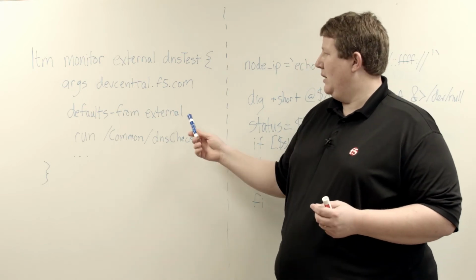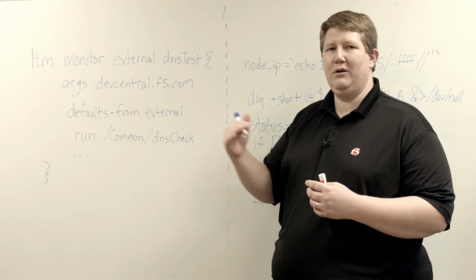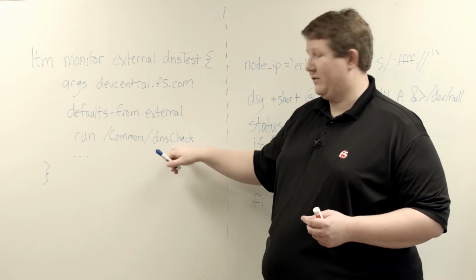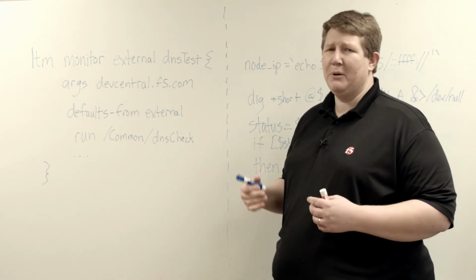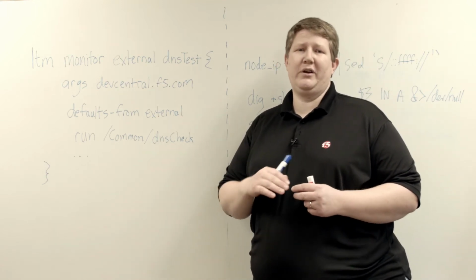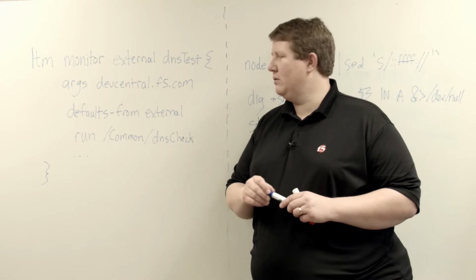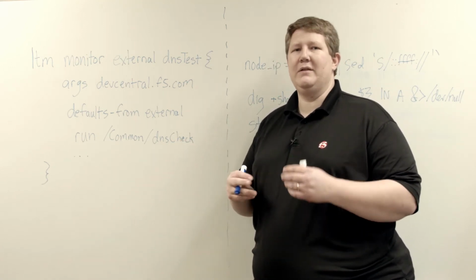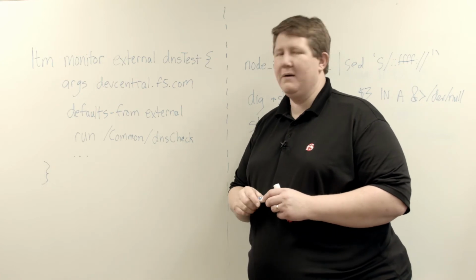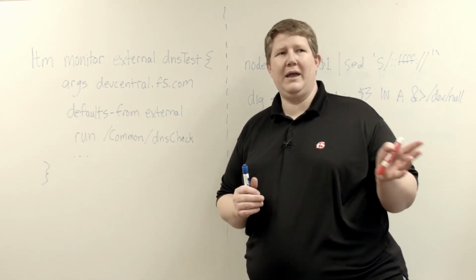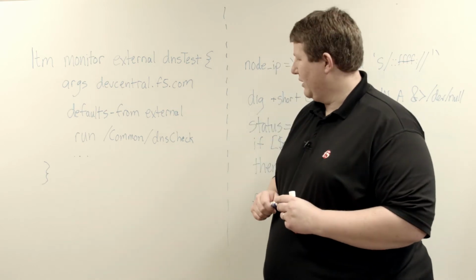Now, defaults from external. When you create an external monitor, it's going to default from external. And then it's going to run common DNS check. That's what I named it when I uploaded the script. When you upload the script, you're actually going to do that in the file system. So you're going to go down in the system menu, and then you're going to check the external monitors, and there's a place where you can import your script there. You can also do it through TMSH. But anyway, when you do that, that's where it's going to end up in the file store in your configuration.